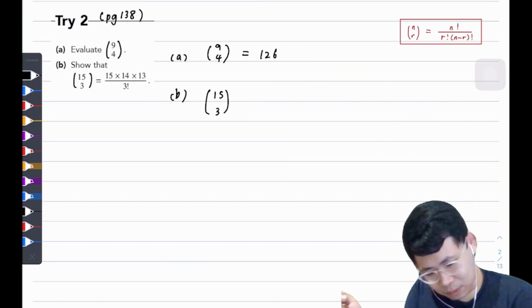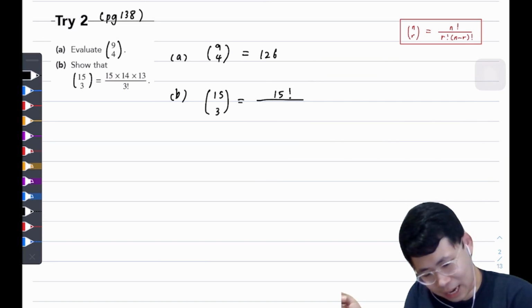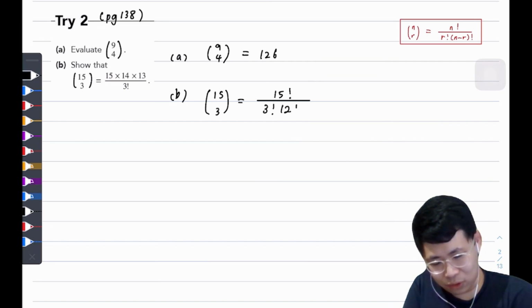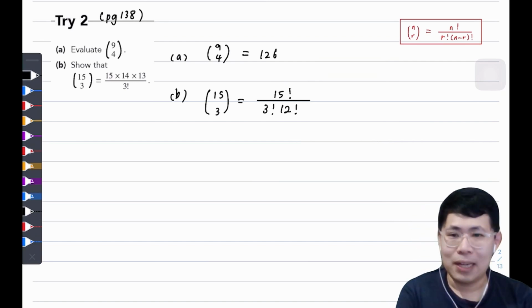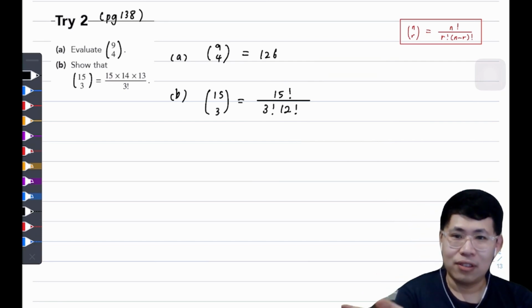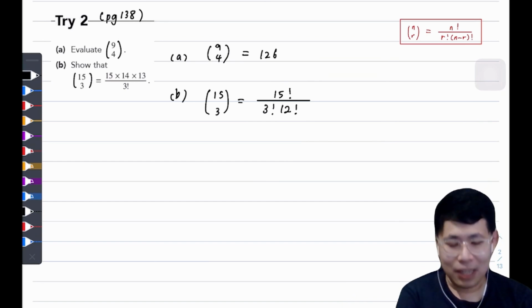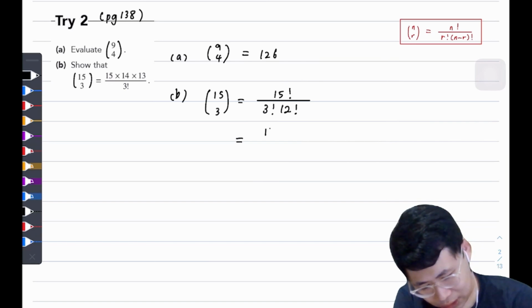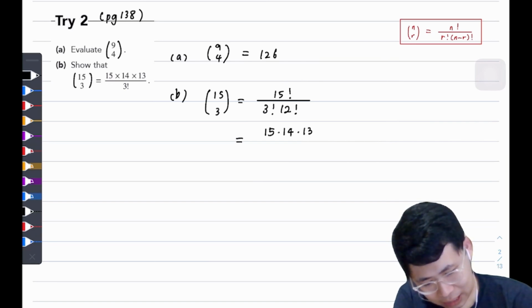In a big bracket, and then I have a 15 factorial on top. I need to divide by r factorial, which is 3 factorial, and 15 minus 3 is 12, so 12 factorial. So n factorial over r factorial times n minus r factorial. So let me just count this down to 15 times 14 times 13 times 12 factorial.